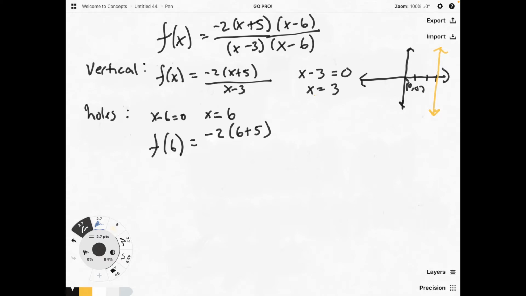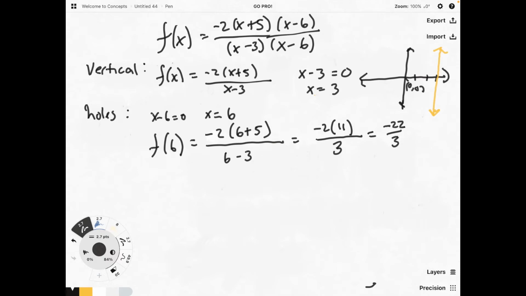Again, that top term of x minus 6 cancels out with the bottom one, and then we're left at the bottom with 6 minus 3. When we simplify, we get negative 2 multiplied by 11, and 6 minus 3 is 3. When we further simplify, we get f at 6 equals negative 22 over 3.